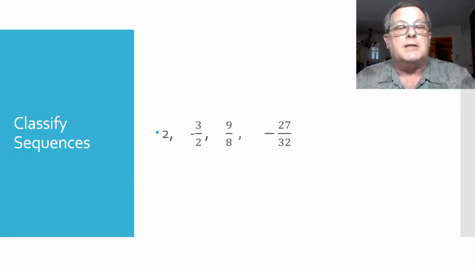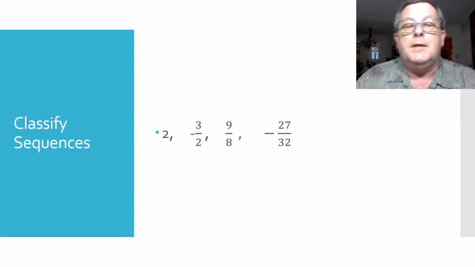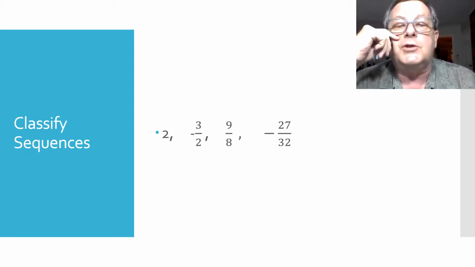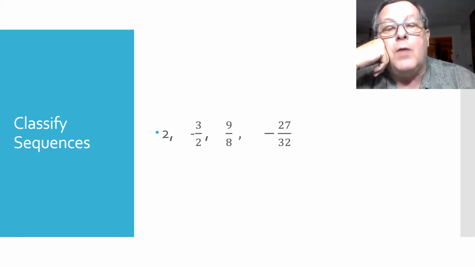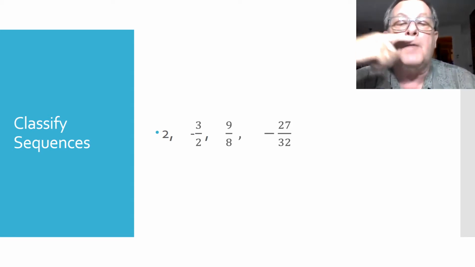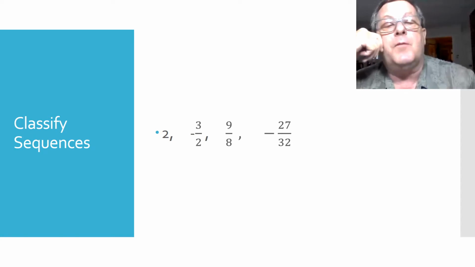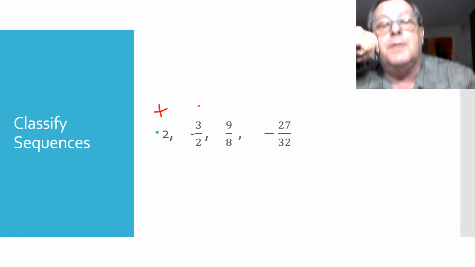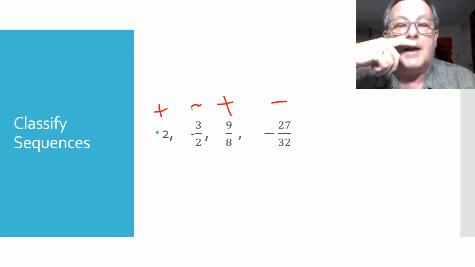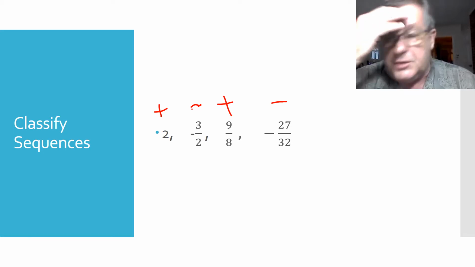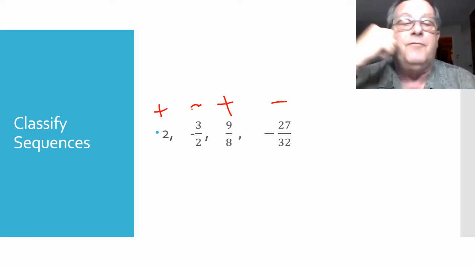All right, so here we've got a sequence: 2, -3/2, or 3/2, a +9/8, and then a -37/32. Well, I can already rule out that it's not an arithmetic sequence because we go from a positive number to a negative number to a positive number to a negative number. That tells me right there I can't have a common difference if I'm switching signs back and forth like that.